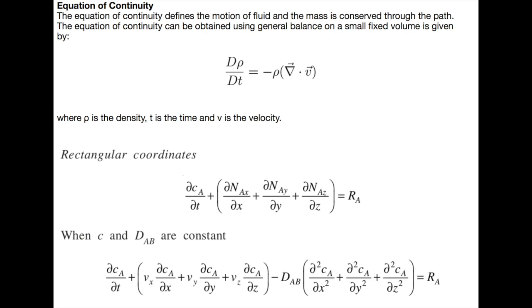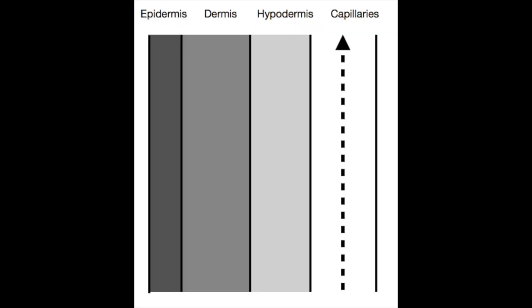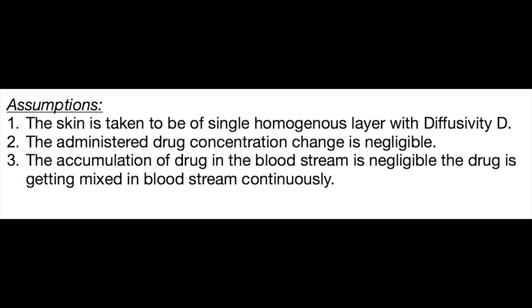Let us come to our major problem here. Once we apply the ointment on the top of the skin, which is the epidermis layer, the drug has to pass through the epidermis, then the dermis, then the hypodermis, and the capillaries. Generally, each layer of the skin has a different diffusivity. But to make the problem simpler, we are assuming a single homogeneous layer of skin with diffusivity D.